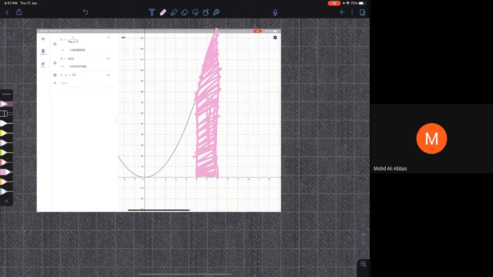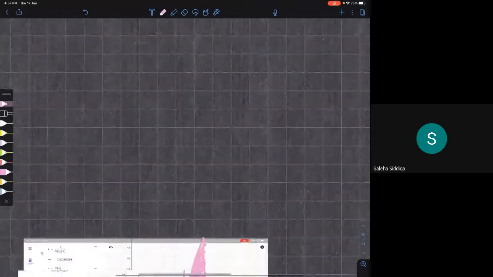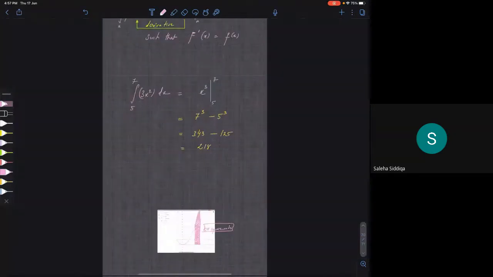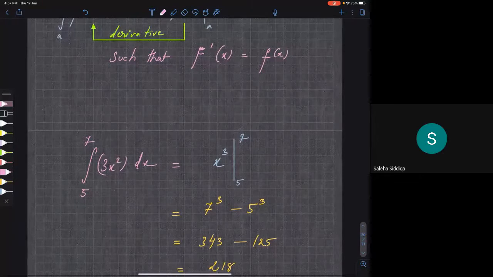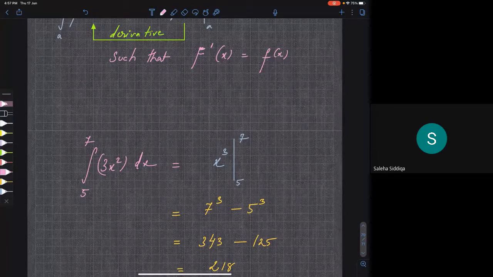What will be the value of this area? 218. It will be 218 square units. So that is what the question means. When he gives you, find the integral of 3x square and the boundaries are from 5 to 7, that is given in the question. Are you getting my point?